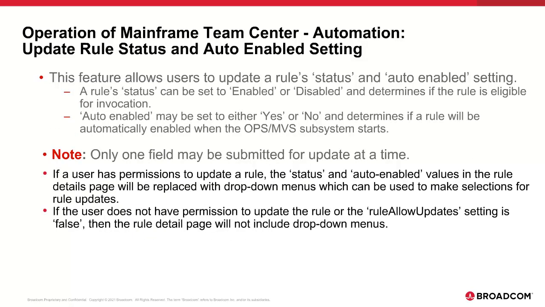As mentioned earlier, the feature allows the user to change the rule status to enabled or disabled, which determines if the rule is eligible for invocation. It also allows the auto-enabled setting to be set to yes or no and determines if a rule will automatically be enabled when the Ops MVS subsystem starts. It is important to note that only one of these settings can be changed at a time. If a user has the proper permissions, they will have drop-down menus for rule status and auto-enabled settings above the rule details window. Otherwise, there will be no drop-downs for these fields.